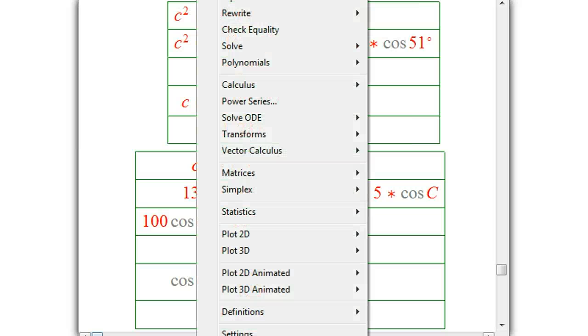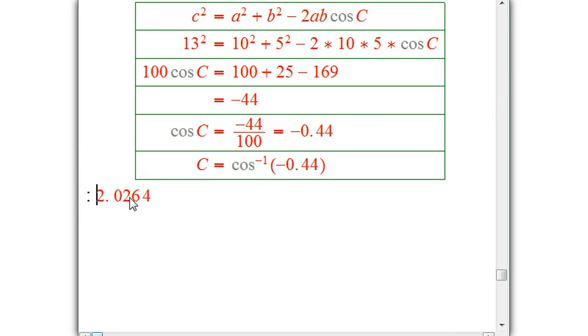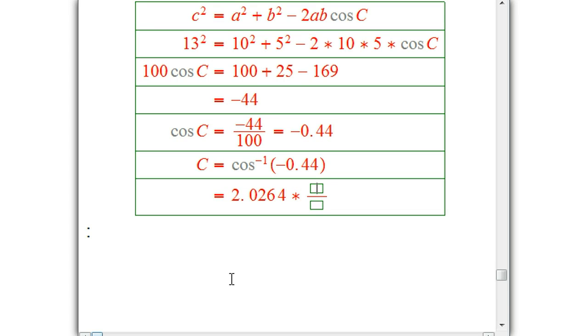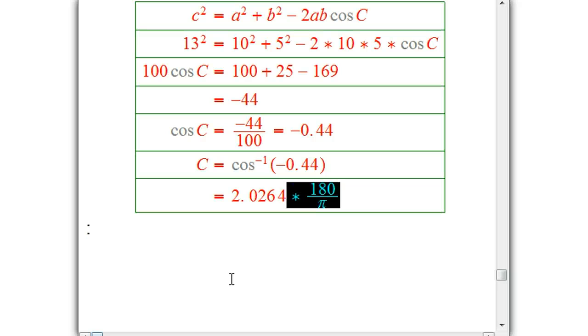Oops, that's the wrong thing. Now, here's what you would get if your calculator was in radians. Now you guys have the ability to just go ahead and do this calculation in degree mode. So you won't have to do this step if you put it in degree mode to start. I'm actually just going to convert it by hand to degrees out of radians. And it looks like 116.1 degrees.